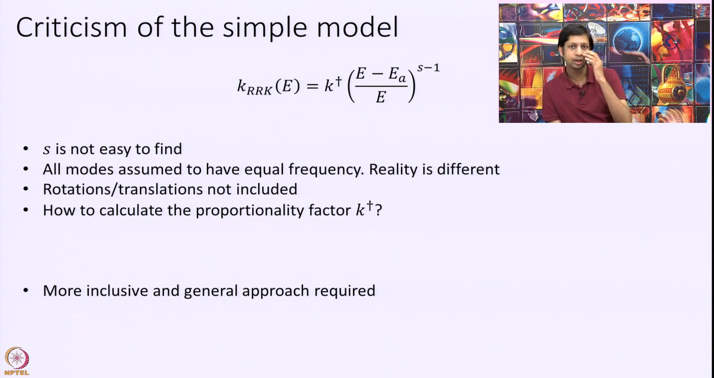So, this model of course has a lot of problems. First of all, for a real molecule, a real system, what is S exactly? Not easy to tell. Second, we just said that all modes have equal frequency. You must be shouting out at me by now. How can I possibly assume that? And that's of course a bad assumption. You think of water molecule, the two bends are like 200 or 300 wave numbers and one stretch is 2000 wave numbers. Any spectroscopist will tell you that there is a huge variation in different frequencies. So, of course, that's a bad approximation.